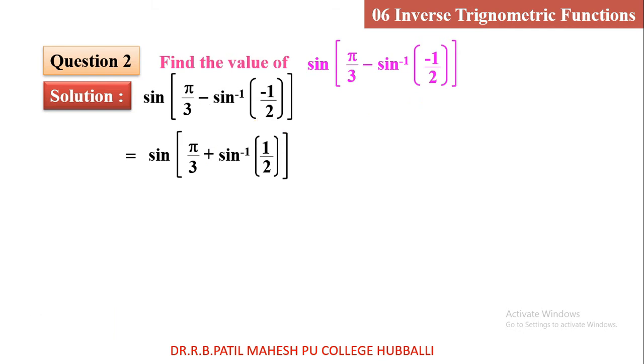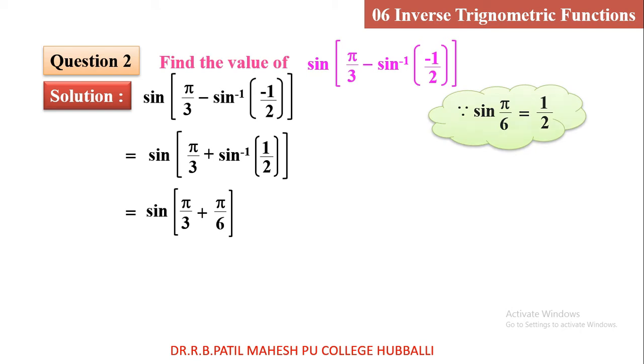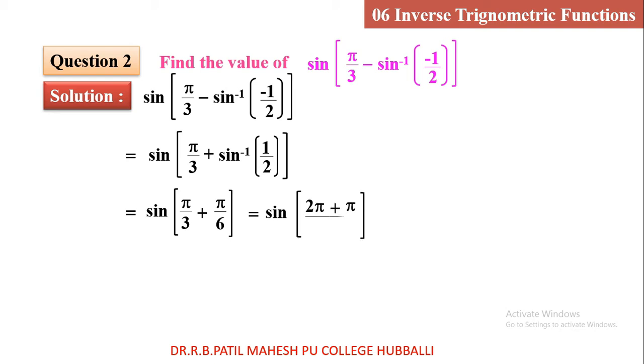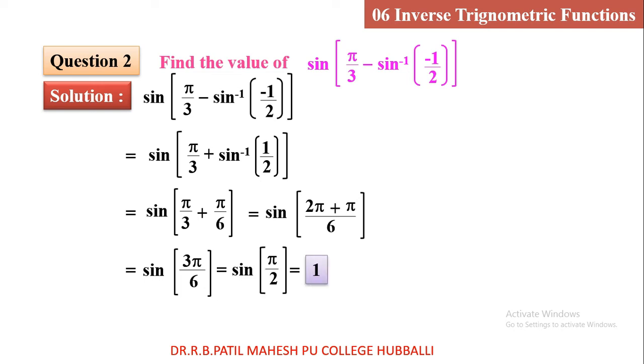So the value of sine inverse 1 by 2 is pi by 6. I will replace sine inverse 1 by 2 with pi by 6 in the next step. So sine of pi by 3 plus pi by 6. Dear students, now the simplification of sine of pi by 3 plus pi by 6. Taking the LCM and multiplying to the numerators, 2 pi plus pi upon 6, that will be sine of 3 pi by 6. 3 ones are 3, 3 twos are 6. So sine of pi by 2. So sine of pi by 2 value is 1. So this is the required solution for question number 2.